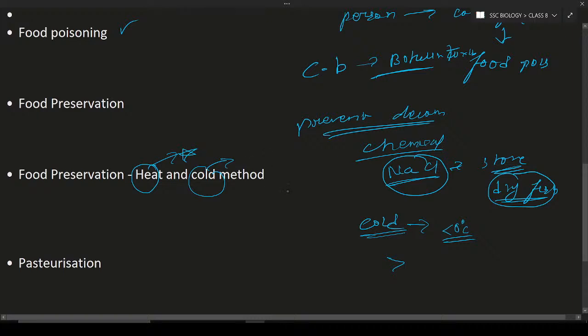By decreasing the temperature, as we have discussed just now, to less than 0 degrees Celsius, you can store the food material for a longer period of time. But if you keep the food material in the refrigerator, it will be around 4 to 6 degrees Celsius. This is also suitable for storing food material for a little more time, like around 1 day or 12 hours and so on. Okay.